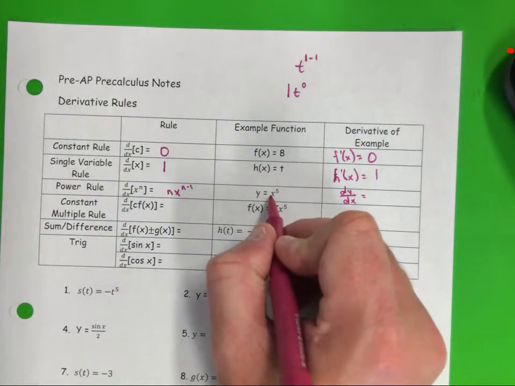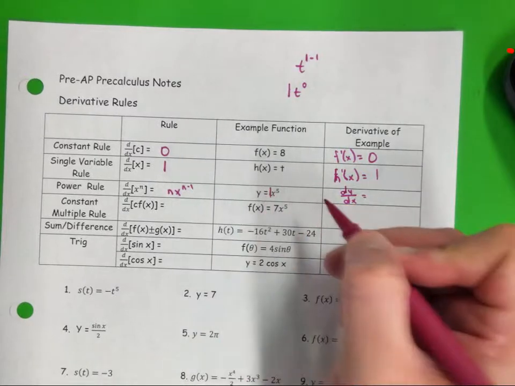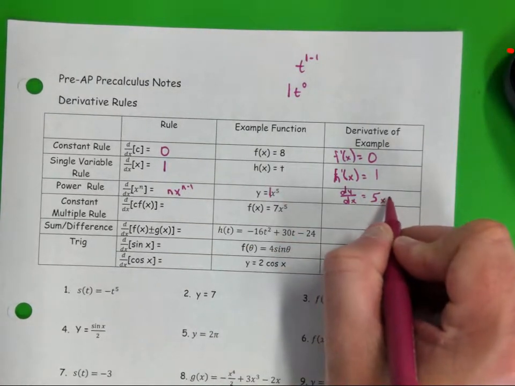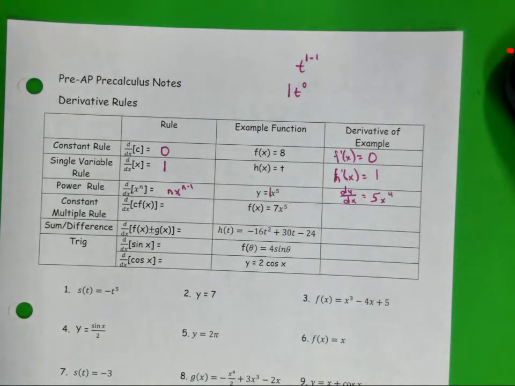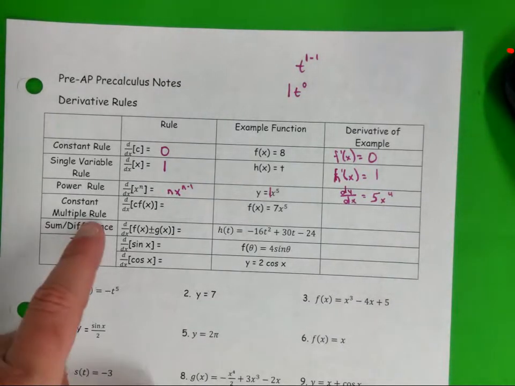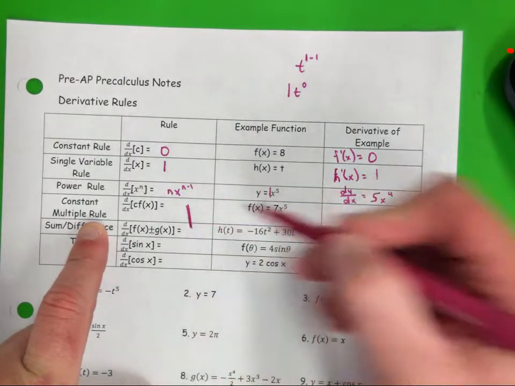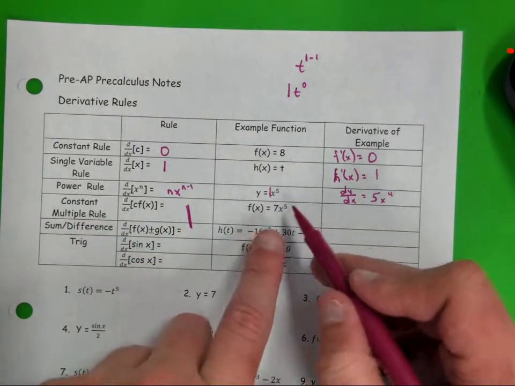Now, what is understood in front of this x right here? A 1. What's 5 times 1? And then take 1 off that, so it would be 5x to the what? That's your derivative. And this is the same thing right here. So, like these two right here, these get confusing, so I'm just going to explain it using here.